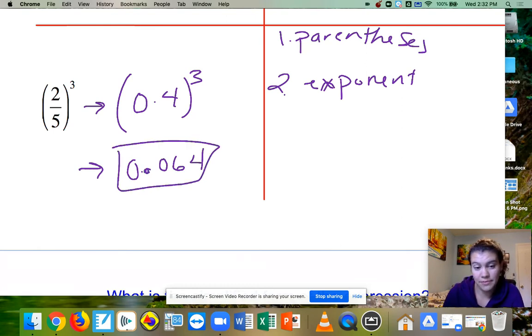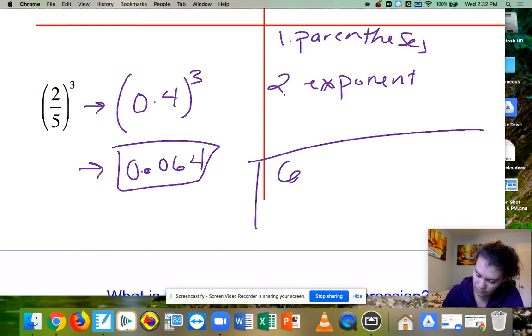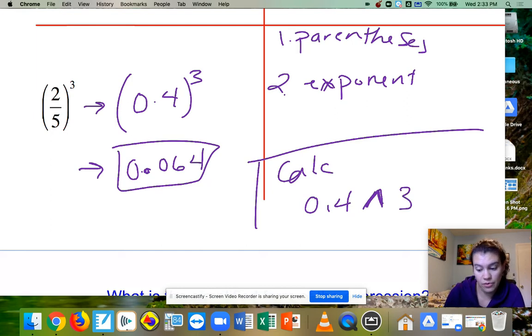As a note, if you're typing this into a calculator, you want to do 0.4, and then there should be a caret key like this, and then type in a 3, and that will be like 0.4 to the third.